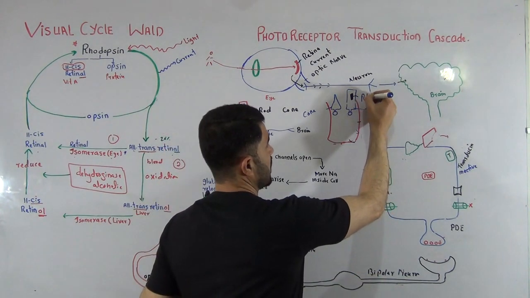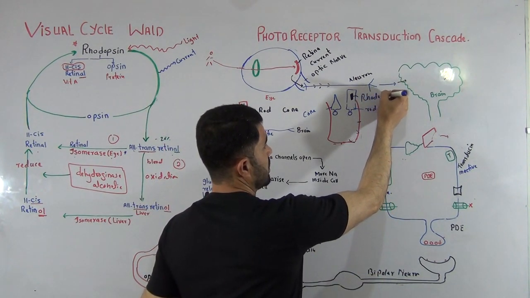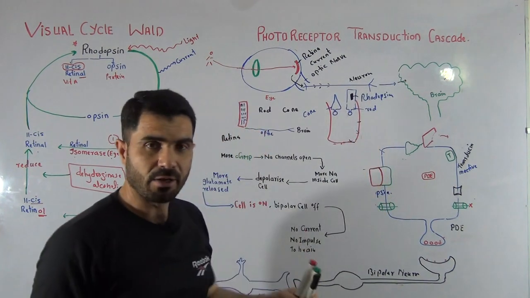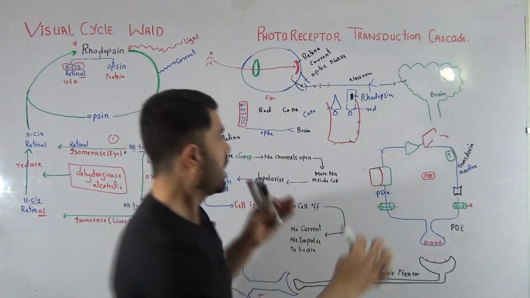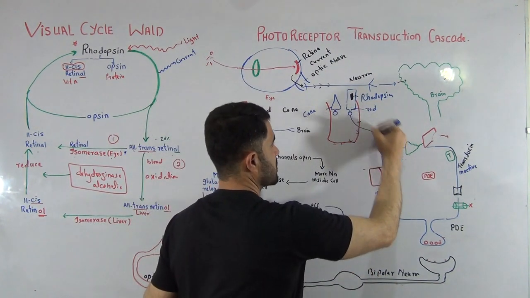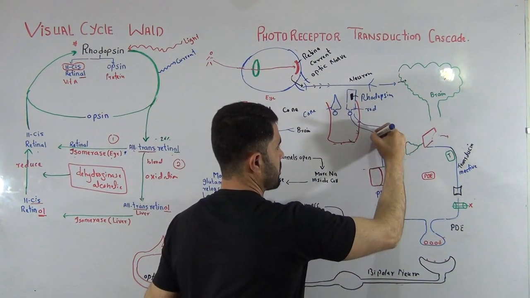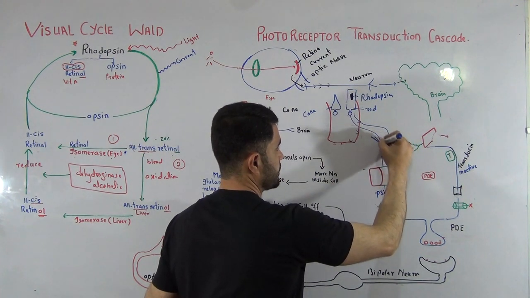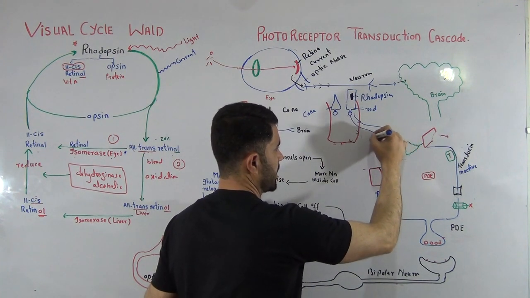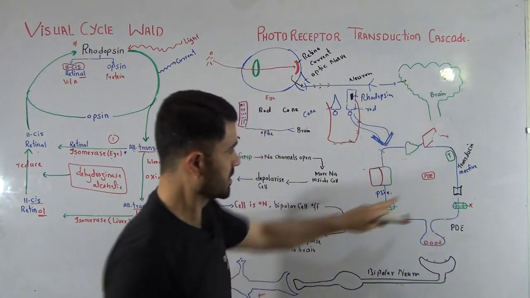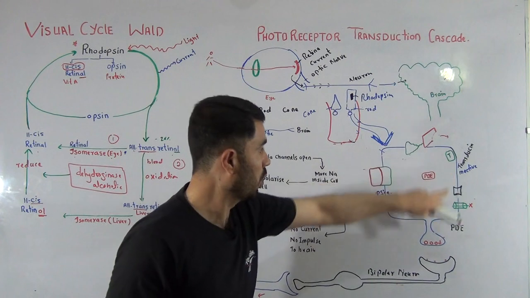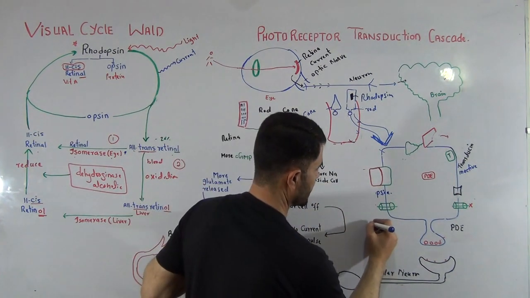So this is our rhodopsin. In order to explain the idea, I will take out the rhodopsin here. The whole rod cell is now in front of you. This is the whole rod cell. Let me write it, rod cell.